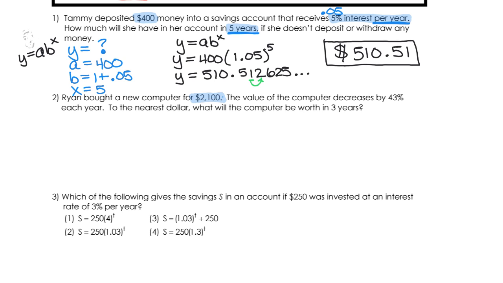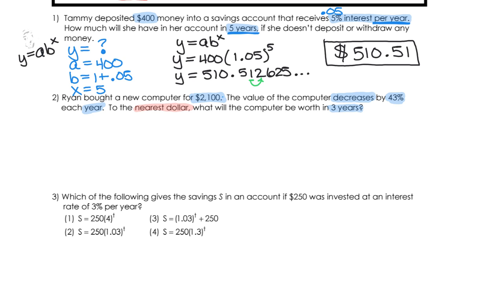$2,100. The value of the computer decreases. So this is a decay question, by 43% each year. To the nearest dollar, there's our rounding directions. What will the computer be worth in 3 years?